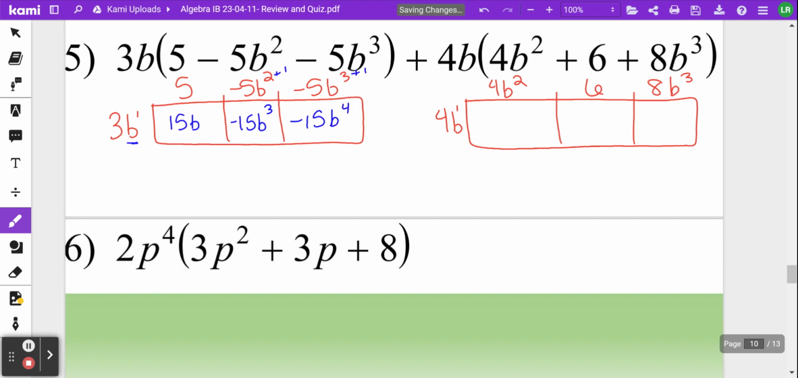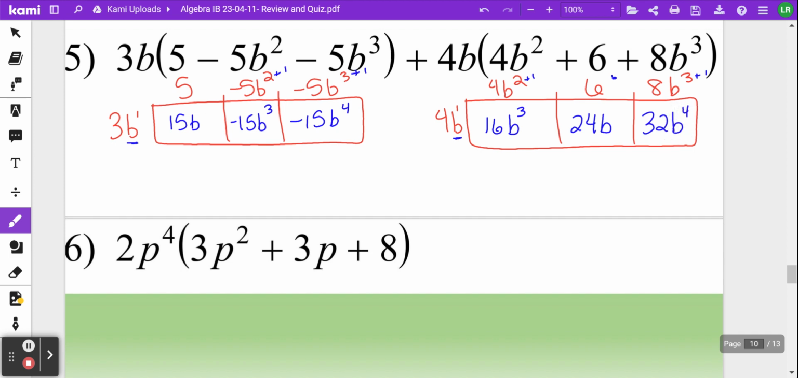So that one's done. For the second one, I'm multiplying by 4b to the first. Again, I am multiplying by a b to the first, so all my exponents should go up 1. So 4 times 4 is 16. That is going to be b to the third. 4 times 6 is 24. That is going to be a b. 4 times 8 is 32. And then that one's going to be b to the 4th power.